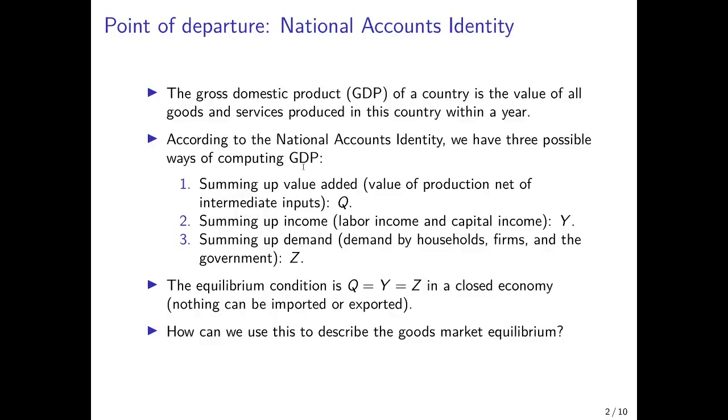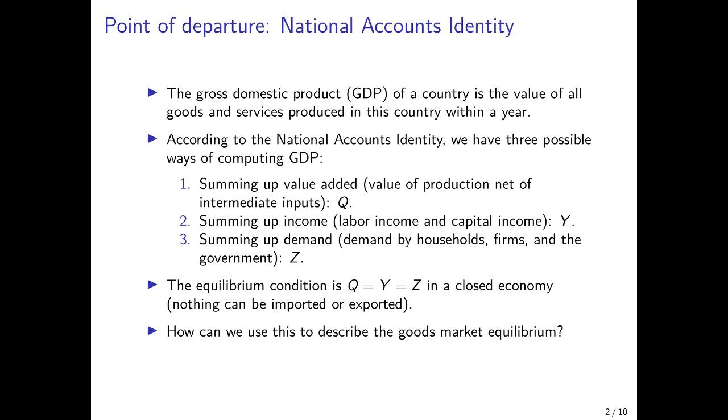The point of departure for the treatment of the goods market in macroeconomics is the national accounts identity. We know already that the gross domestic product, or GDP, of a country is defined as the value of all the goods and services that are produced in this particular country within a given year. According to the national accounts identity, we then have three possible ways of computing the GDP.